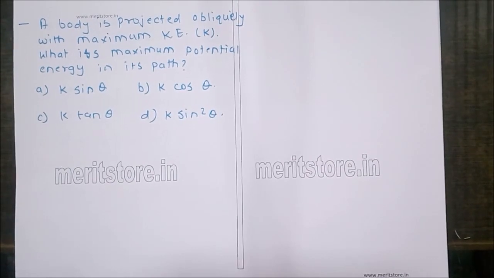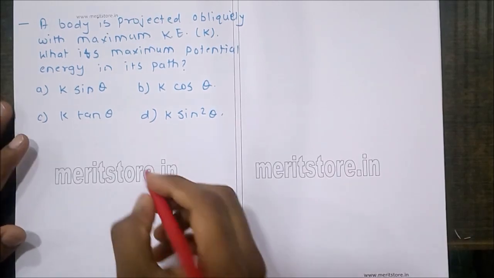A body is projected obliquely with maximum kinetic energy K. What is its maximum potential energy in its path? The options given are K sin theta, K cos theta, K tan theta and K sin square theta.